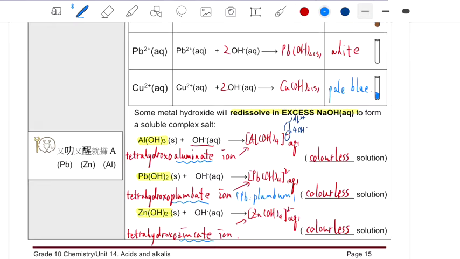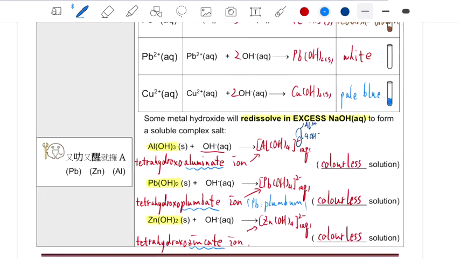So that's for this type of reaction. And for the 3 special cases here, we give you a hint on how to remember them. So we have lead, we have zinc, we have Al for aluminium. So remember these 3 special cases.